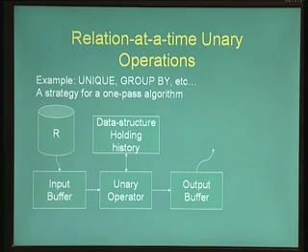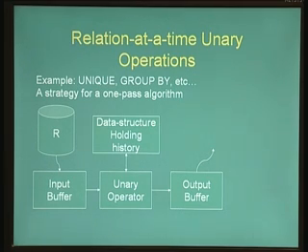What about relation at a time unary operations? What are some examples of relation at a time unary operators? One example is the unique function in the select in an SQL statement. Suppose I say select name from employee or select unique name from employee. That means give me the set of all unique employee names without repetitions. This, as you can see, is a unary operator. That means it operates on just one relation. However, it is a relation at a time operator. That is, it requires knowledge about the entire relation before being able to return the required value.